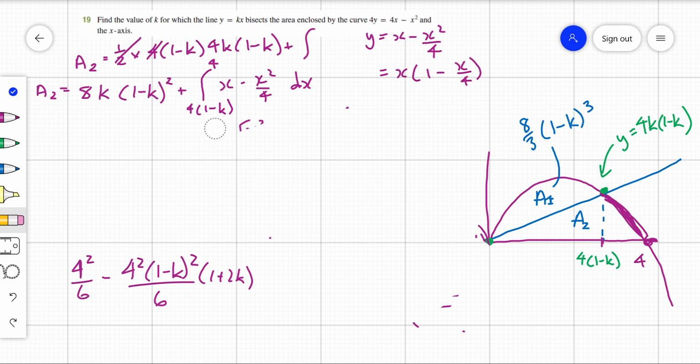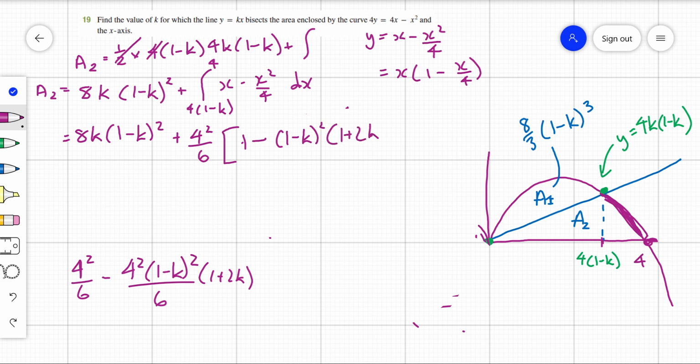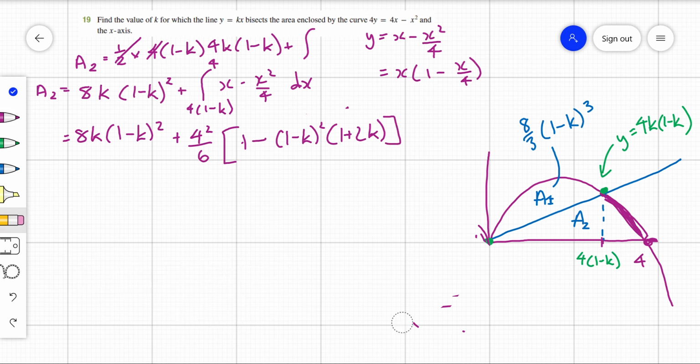So I think that was just for this integral part, wasn't it? Nearly lost that. So I've got 8k(1 minus k) squared plus, okay, here I might factorise by 4 squared on 6. And so we've got 1 minus (1 minus k) squared (1 plus 2k). Who knows if I'm right? Alright, but I will keep going nevertheless. You're welcome to stop me if you think I've gone wrong somewhere.